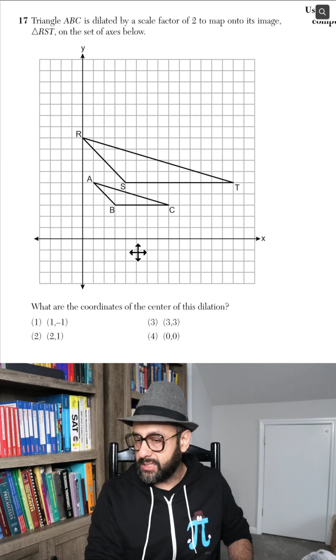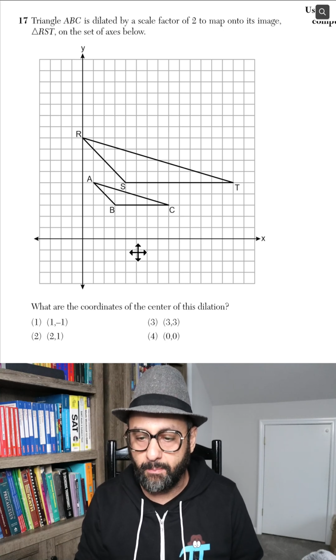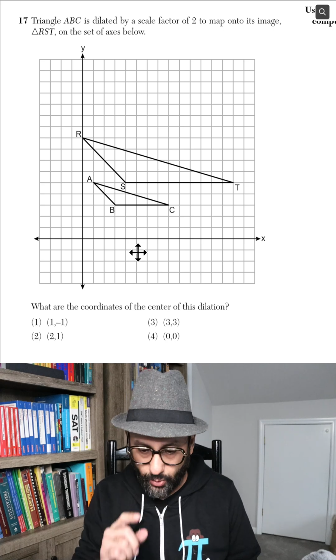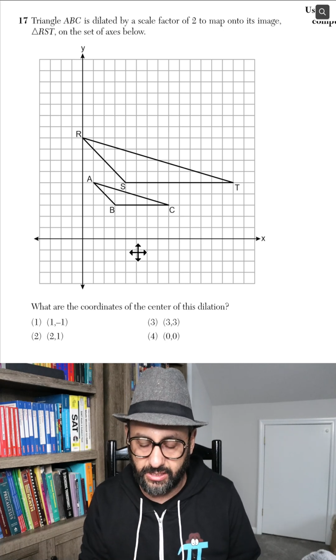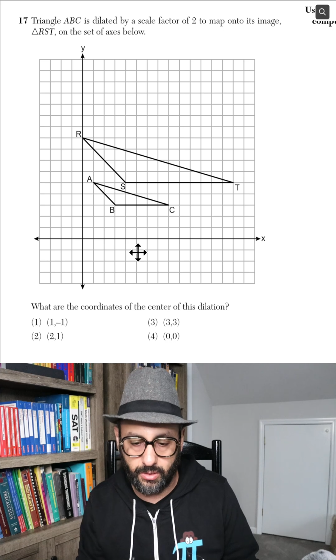We have triangle ABC is dilated by a scale factor of 2 to map onto its image triangle RST on the set of axes below. What are the coordinates of the center of this dilation? Is it (1, -1), or (2, 1), or (3, 3), or (0, 0)?